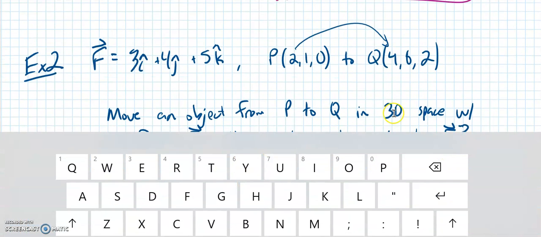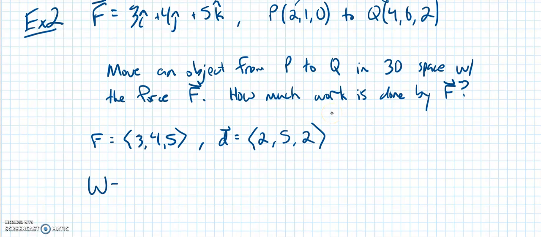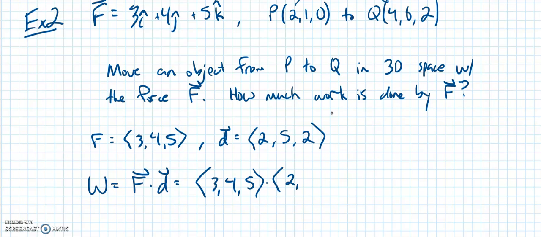So once I get that distance vector there, I can quickly say the work is the force dotted with the distance, which is going to take the correct components of the force and apply them to the correct components of the movement of the distance, and add up to the total work done. <3, 4, 5> dotted with <2, 5, 2>, which gives me, all right, the first product is 6. The next product, 4 times 5 is 20. And then the last product, 5 times 2 is 10.